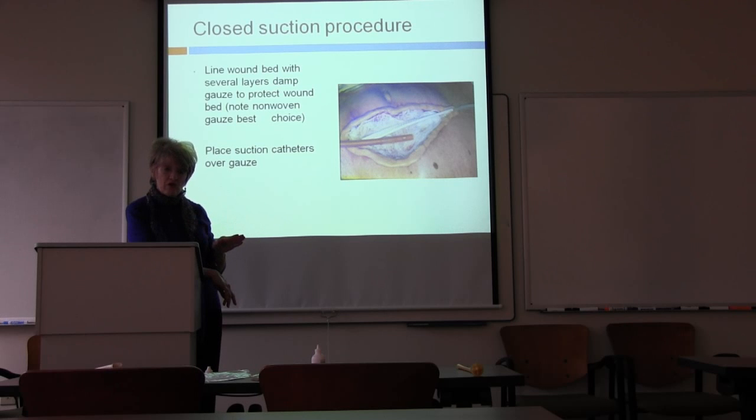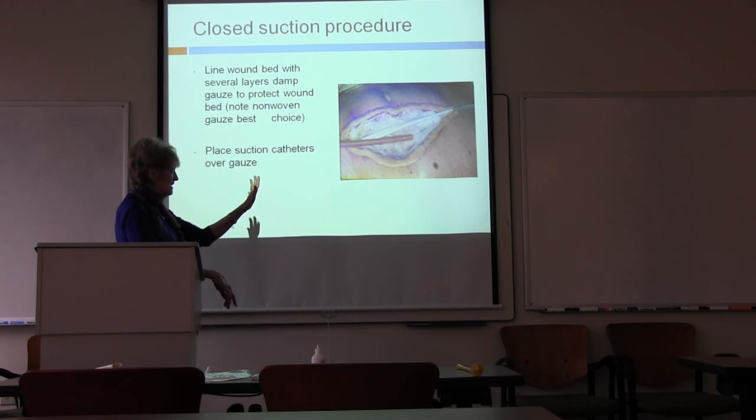But your non-woven gauze like Cling or Conform is much softer, much less abrasive to the wound bed, with no risk of leaving fibers behind. So you put down several layers of protective gauze, and then you place your suction catheters.